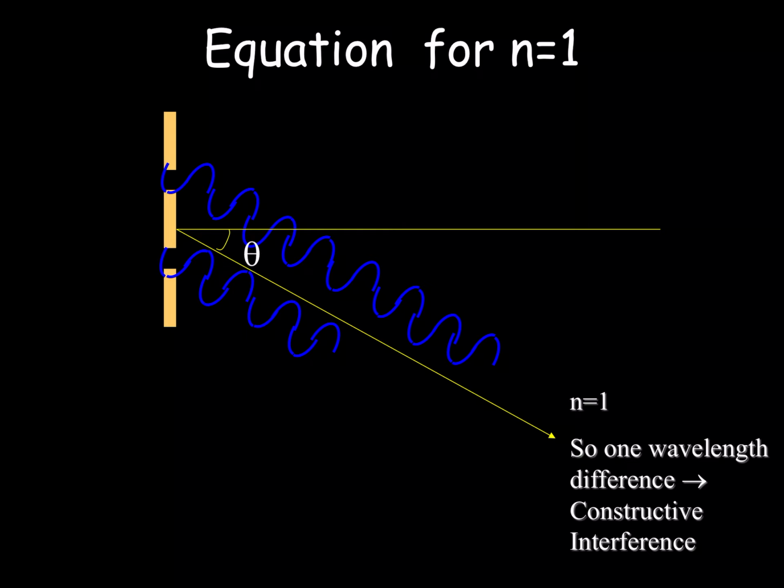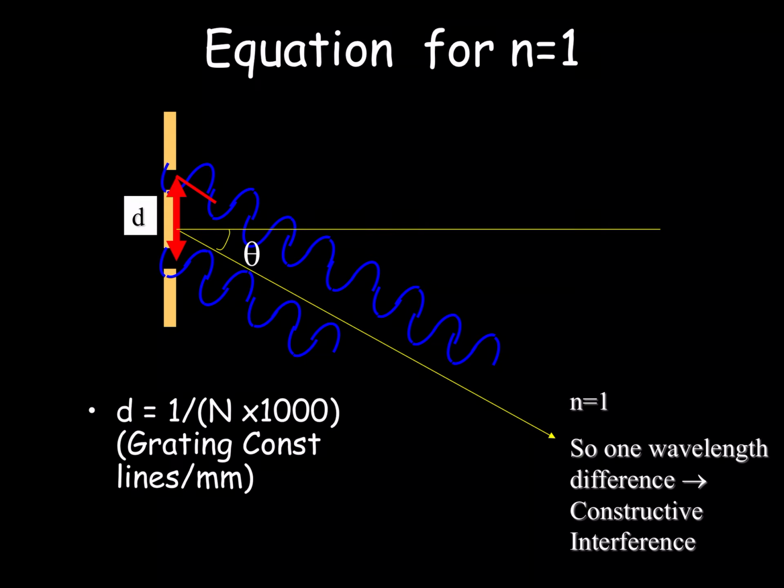That angle, the angle we measure, that's theta. That distance is the distance that the top wave has travelled further than the bottom wave. That distance is a wavelength. That distance is the distance between the slits, d, and that's the wavelength at the top there, lambda.